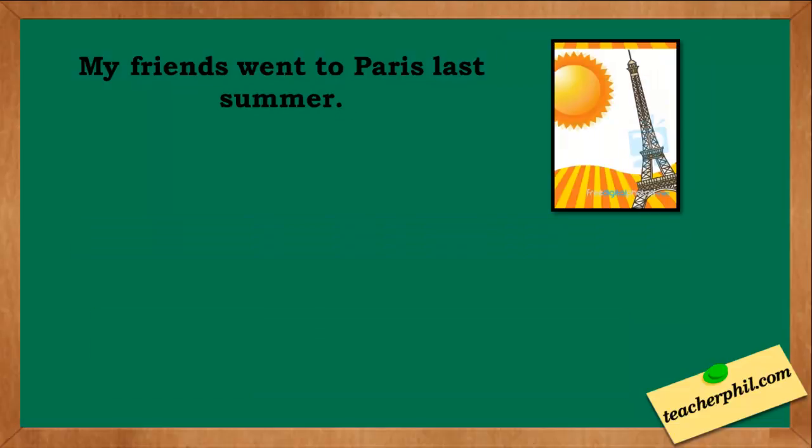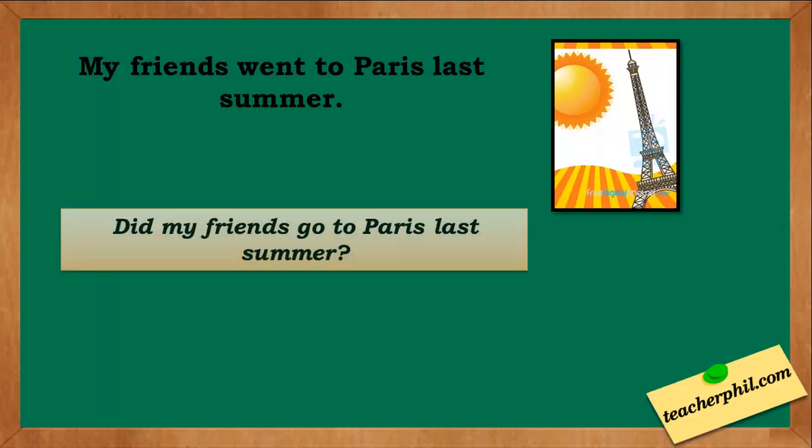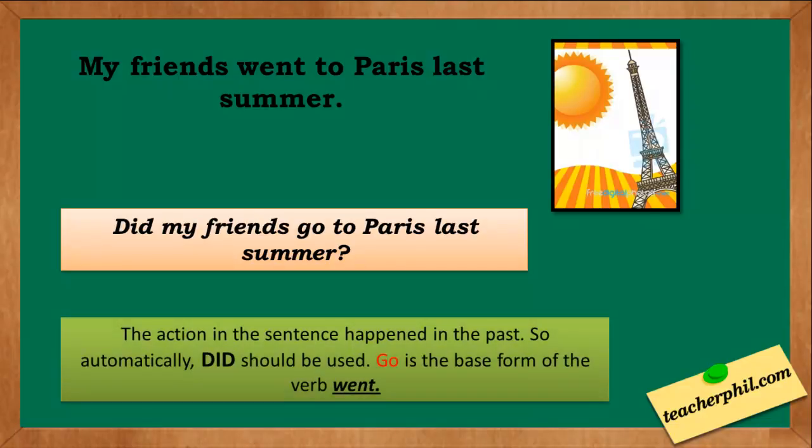The last one, my friends went to Paris last summer. The answer is, did my friends go to Paris last summer? The action in the sentence happened in the past, so automatically did should be used. Go is the base form of the verb went.